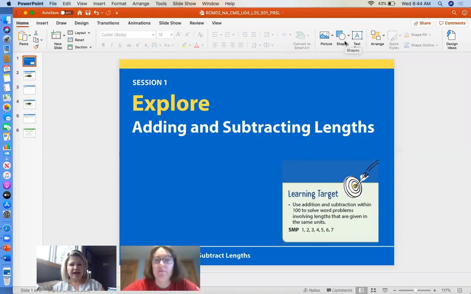Different ways to add and subtract lengths. So we've been doing a little bit of this, but this week we're really going to be focusing on using addition and subtraction to solve word problems that are about different kinds of units of measurement. Okay, friends? Let's go ahead and take a look at the first slide.